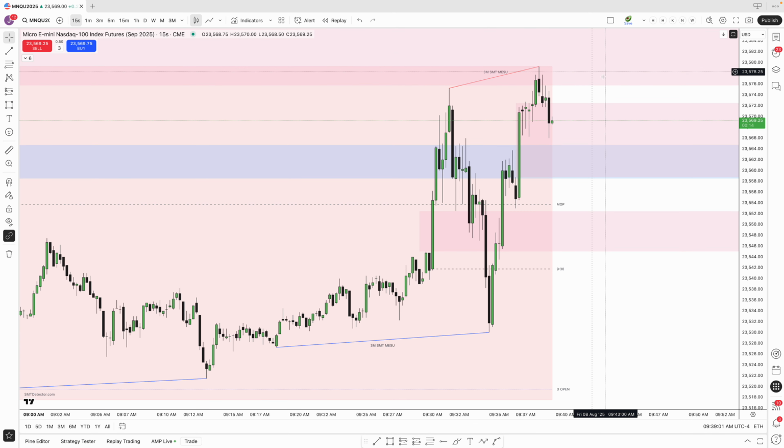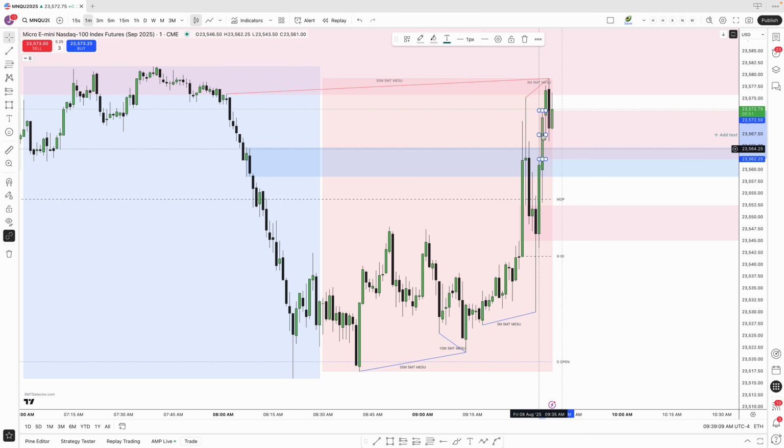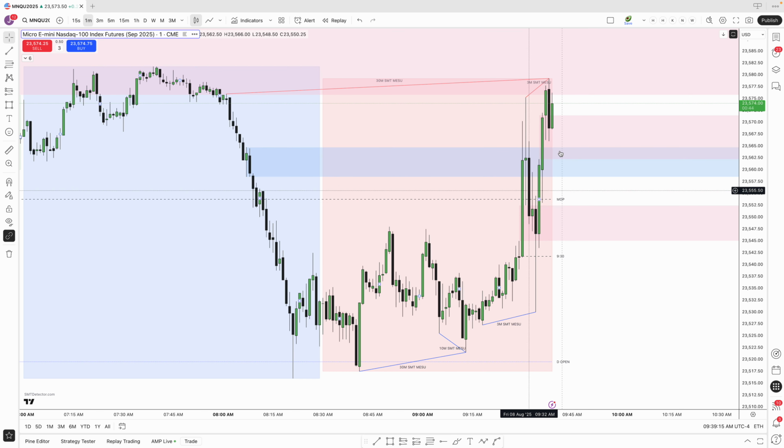Which, that could be a short if we close down below that, but that also kind of just lines up with this fair value gap. So there's no real reason to use it. I would just use the 1 minute fair value gap. And if that inverts, take a short with the stop above the high. It's exactly what you want to see.